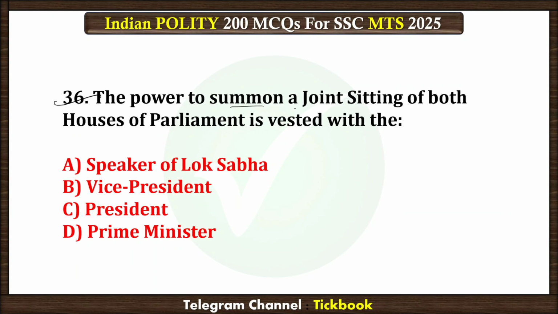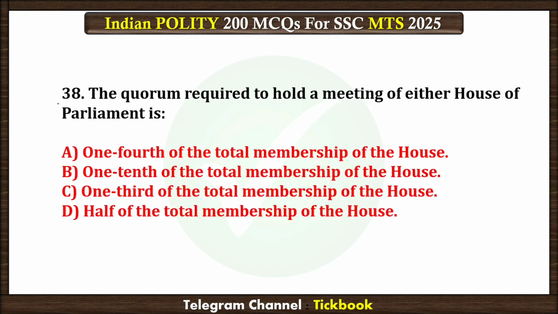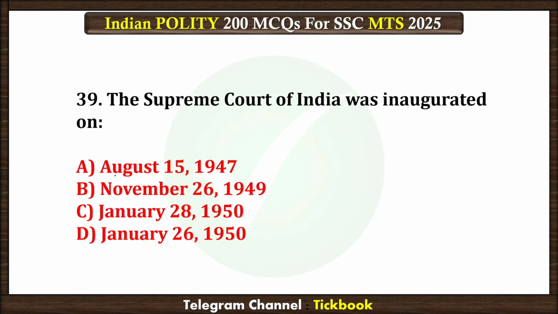36. The power to summon a joint sitting of both houses of Parliament is vested with the. Option number C, President. 37. The total number of members in the Rajya Sabha nominated by the President is. Number C, 12. 38. The quorum required to hold a meeting of either House of Parliament is. Number B, 1/10 of the total membership of the House.